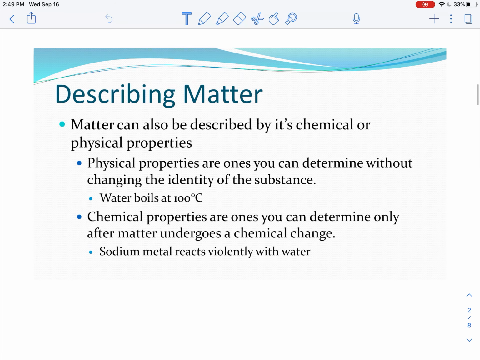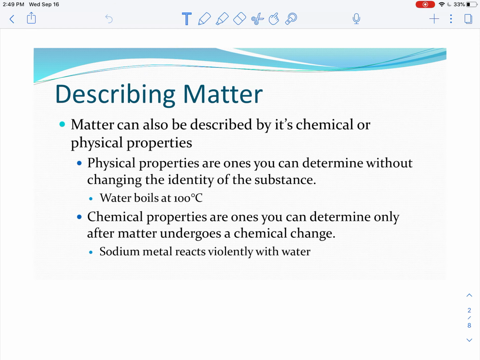You can also describe matter by their chemical or physical properties. The physical properties are the ones that you can determine without changing the identity of the substance. So, for example, I can take a substance, put it onto a balance and determine its mass. I can measure its length and width and height and find its volume. I can boil it and figure out what its boiling point is. All of those don't change the identity of the substance, and those are called physical properties.